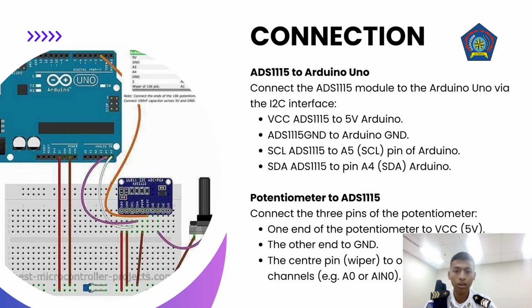The second is the potentiometer to ADS1115 connection. Connect the 3 pins of the potentiometer: one end of the potentiometer to VCC 5V, the other one to the ground, and the center pin, the wiper, to one of the ADS1115 input channels.